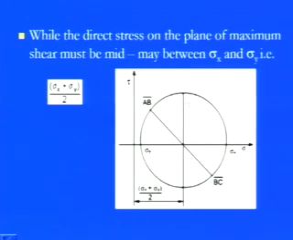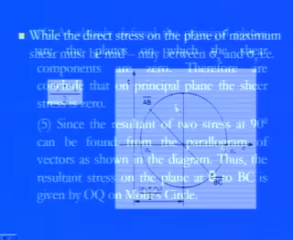So if you want to calculate the direct stress on the plane where the maximum shear stress is, the midpoint, you can easily calculate it by sigma x plus sigma y by 2. So this is pretty simple. Once you have all that information, you can play with this diagram and get the required values.